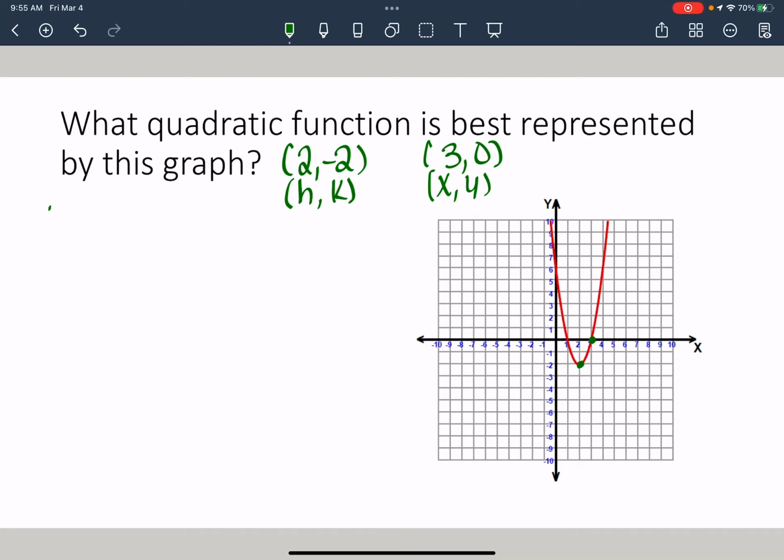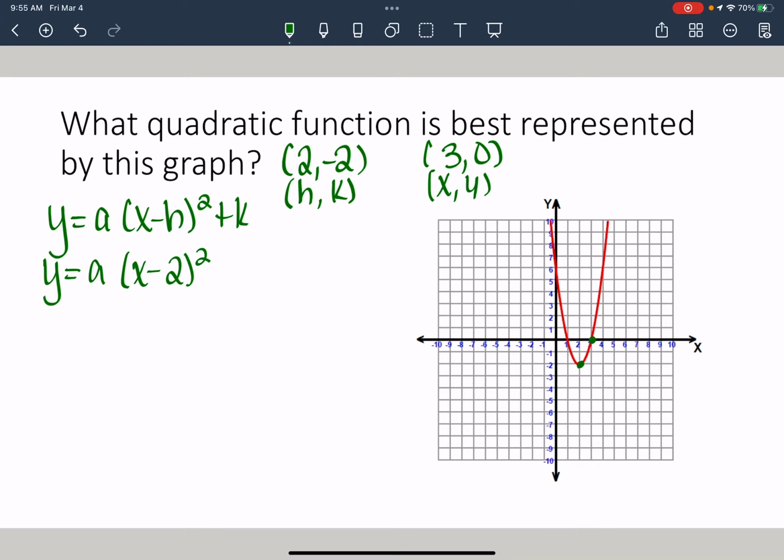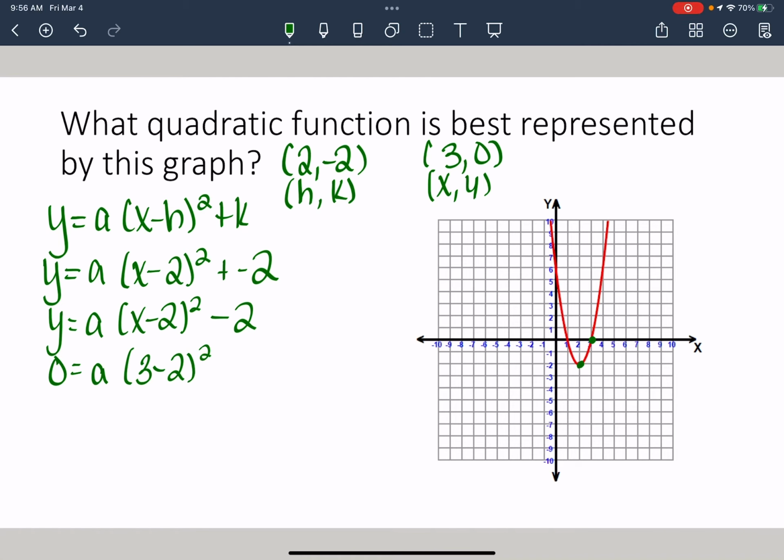So I start off with vertex form. So I have y equals a times x minus h squared plus k. So that's y equals a times x minus 2 squared plus -2. So this will be y equals a times x minus 2 squared minus 2. So now I need to plug in the x and y values that I found. So I have 0 equals a times 3 minus 2 squared minus 2. So this will be 0 equals a times 3 minus 2 is 1.